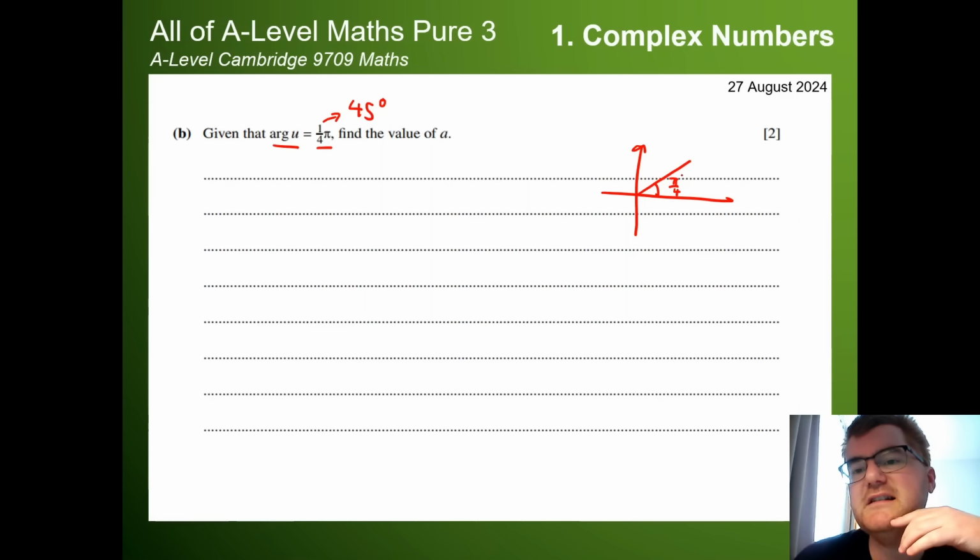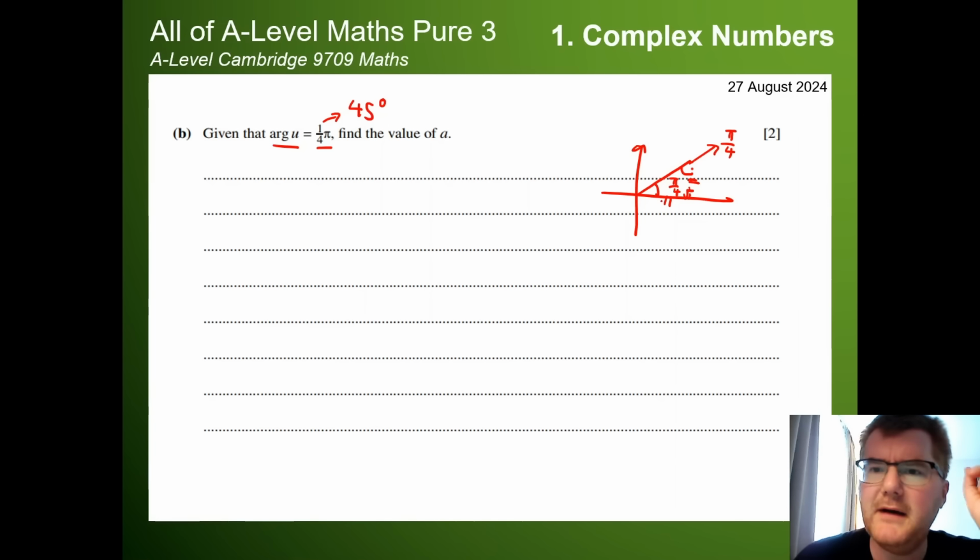And because this is pi over 4, if I was to draw in this triangle, well, this also has to be pi over 4 because we've got a right angle triangle, and this is essentially isosceles, and that means that these two sides have to be the same. So what I mean by that is if this is 2, for example, in the real plane, then this is going to be 2i.